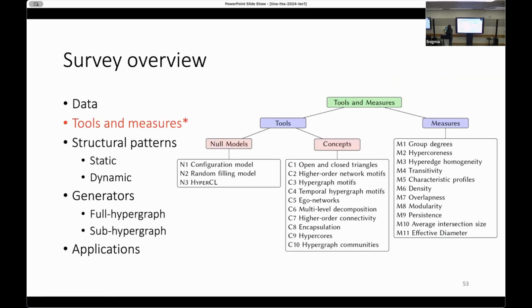And then we have the tools and measures, and of course this is not exhaustive, so don't shoot me if your method isn't listed here. It is what it is.